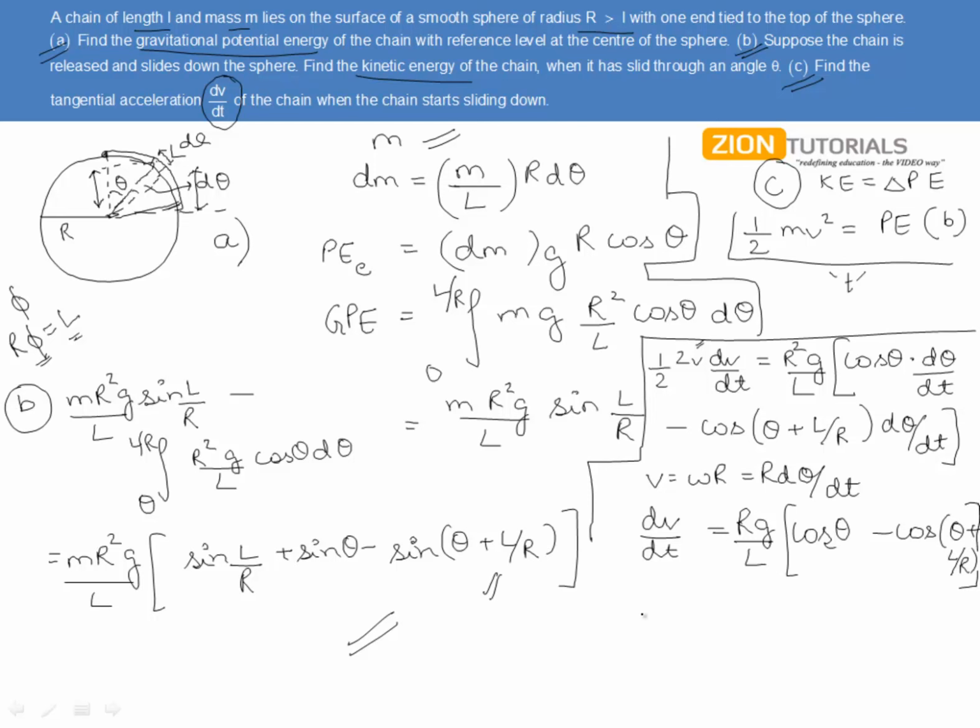Now when the chain starts slipping, there we have theta equal to 0 in the generalized case. So we will be putting this theta equal to 0 in the above received equation. So we will be having the dv by dt, which is itself the tangential acceleration, equal to r g by L into cos of 0, that is 1, minus cos L by r plus 0, that is cos L by r.